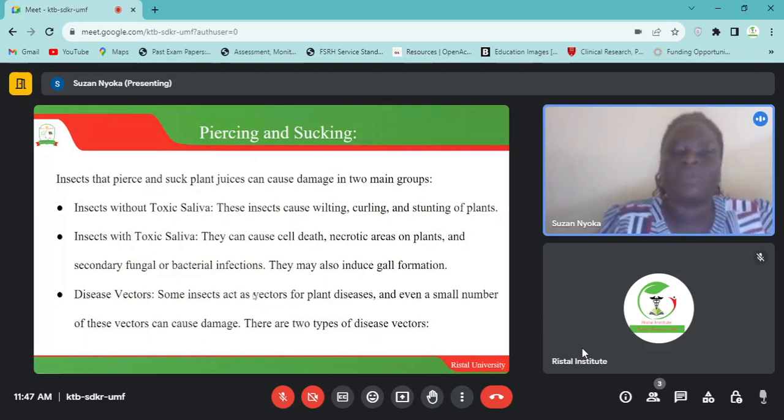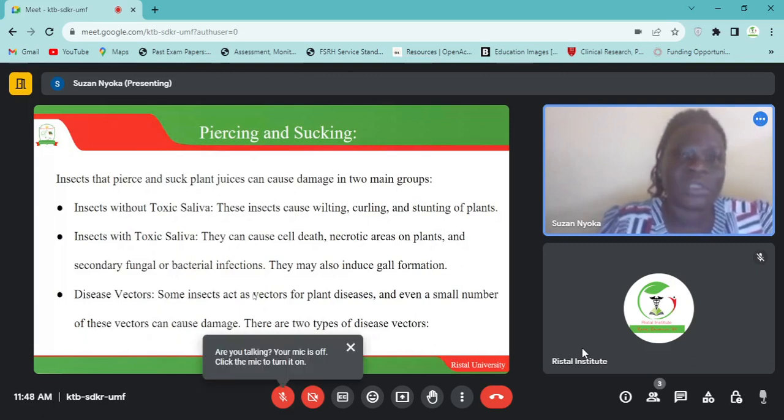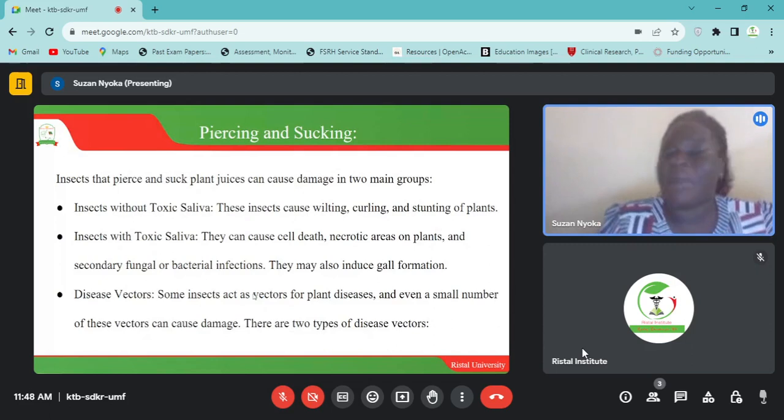Yeah. For those insects that don't have toxic saliva, they just cause the plants to wilt, they cause them to curl and even stop growing. However, for those with toxic saliva, they cause cell death in those areas where they have, of course, pierced or sucked, and the secondary fungal or bacteria can get in. Okay. And also, they may also cause gall formation, as I said earlier on, those swellings, those stone-like things on the leaves and the stem.